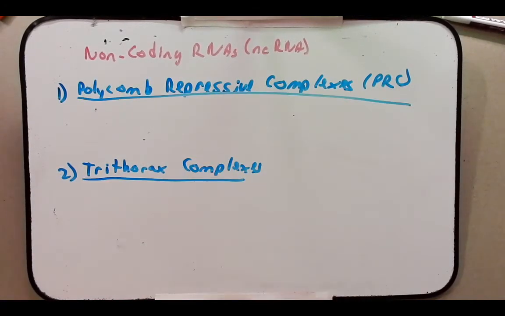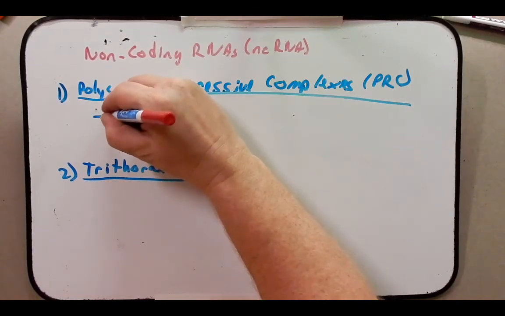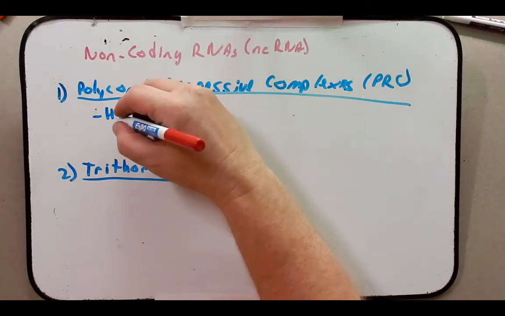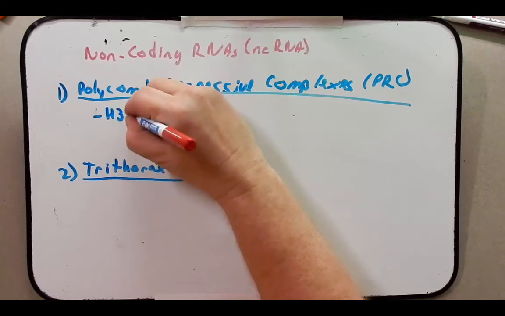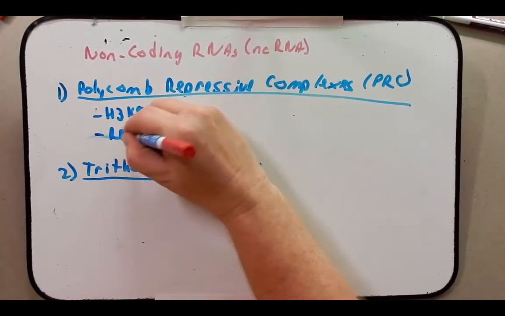And when we talked about Polycomb repressive complexes before, we talked about the different proteins that were associated with these complexes: EZH2, EED, and SUZ12. One thing I want to point out to you, and I'm not sure if I mentioned this before, but PRCs will methylate H3K9s, the lysines that are linked to repression.